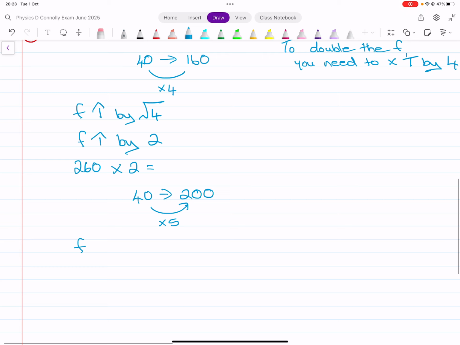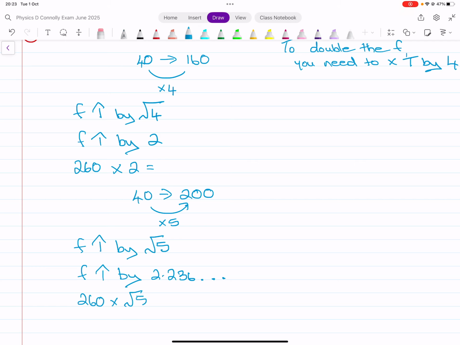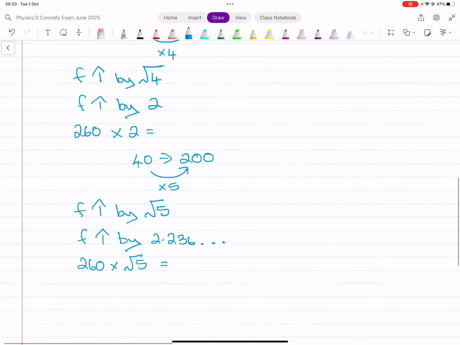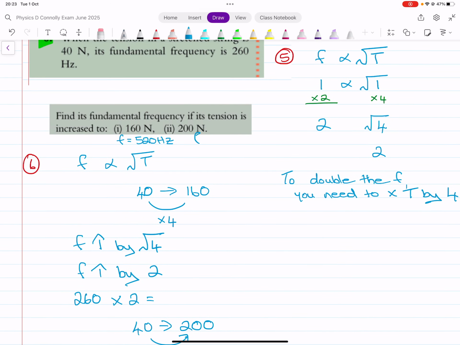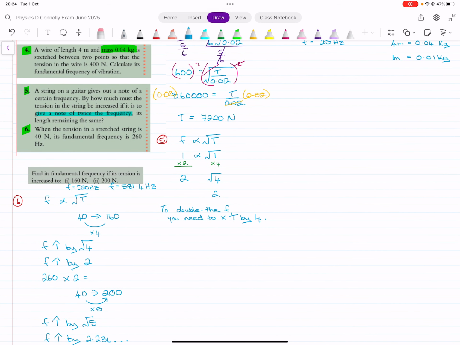If the tension goes up by 5, the frequency goes up by the square root of 5. What's the square root of 5? It's a horrible number, like 2.236 and it goes on. So if I take my 260 and multiply it by the square root of 5, I get 581.4-ish, that's rounded. So the frequency is 581.4 hertz. Okay, so those are the solutions. You can let me know if you still have any issues with them.